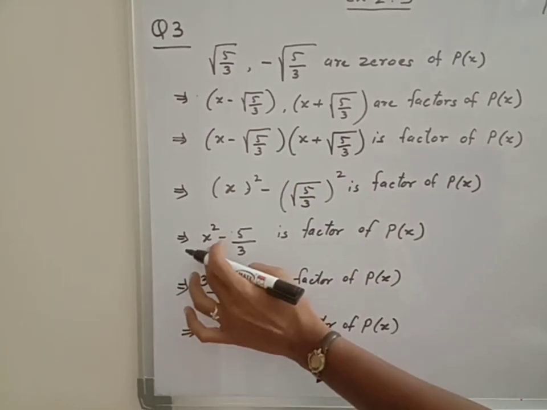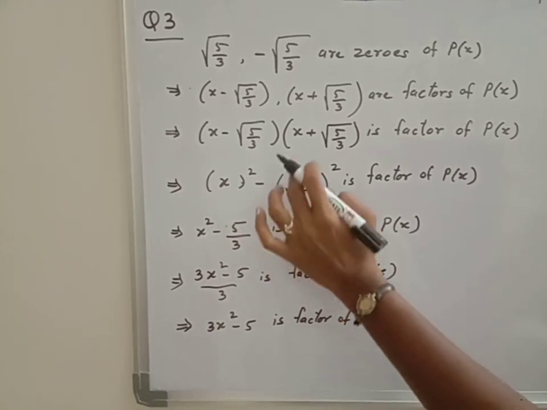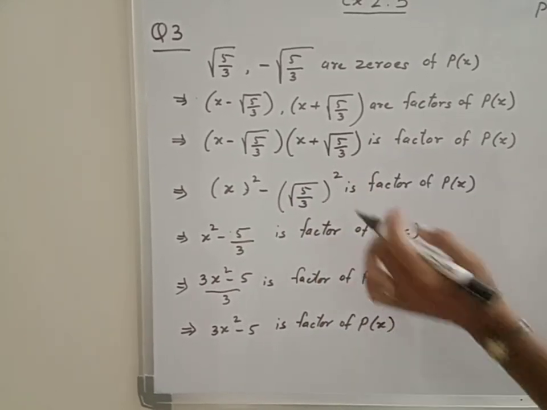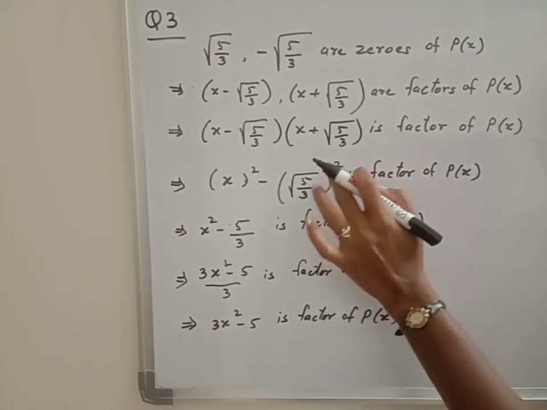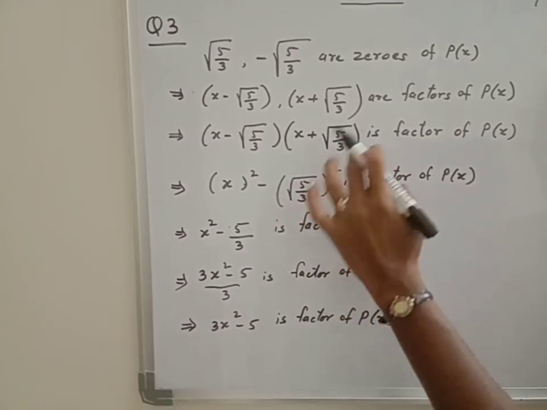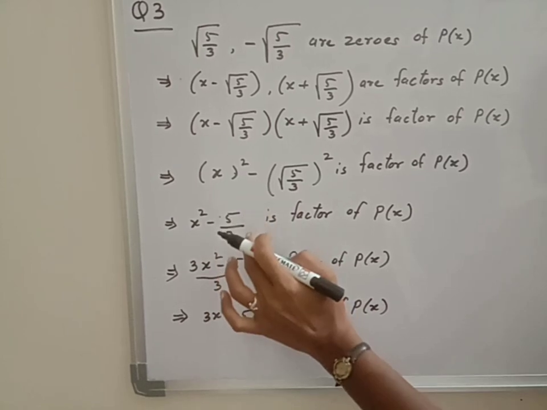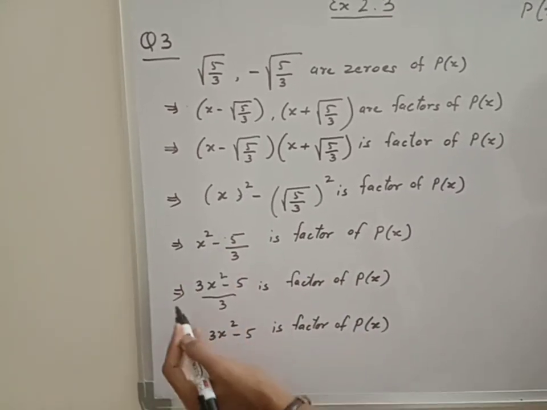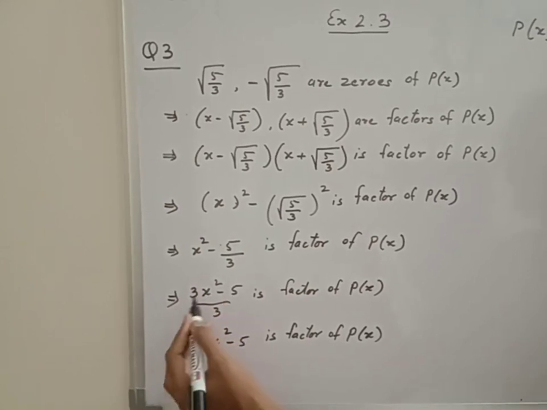X square is as it is, minus, this is under root. So under root and square both get cancelled. So it becomes 5 by 3. So this is a factor of Px. Now if I take the LCM, it becomes 3x square minus 5 by 3.